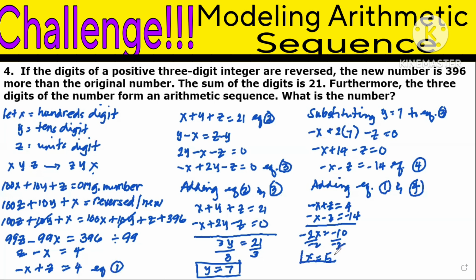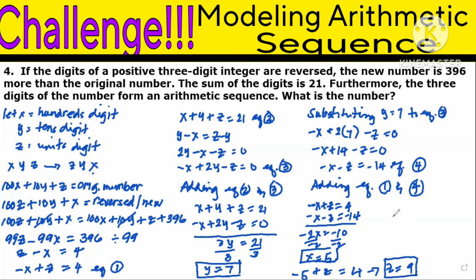O, ang kulang na lang natin ay z. No? So, how do we solve for z? We can use either equation 1 or 4, no? So, let us use equation 1. So, we have negative of 5 plus z is equal to 4, which means that z is equal to 5 plus 4, 9. Okay? So we have solved x, y, and z.